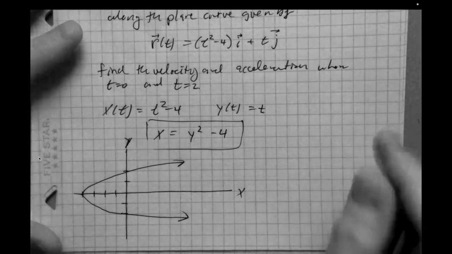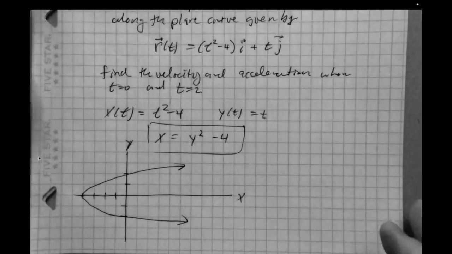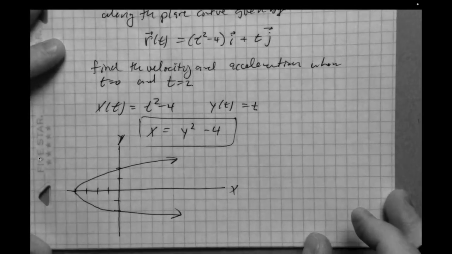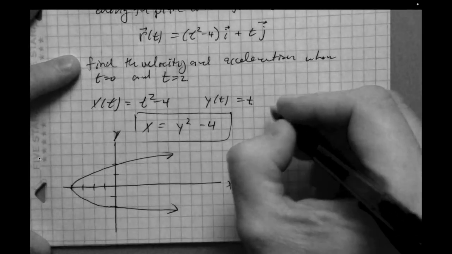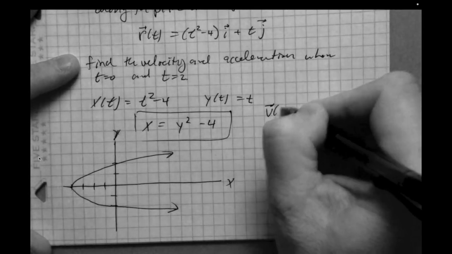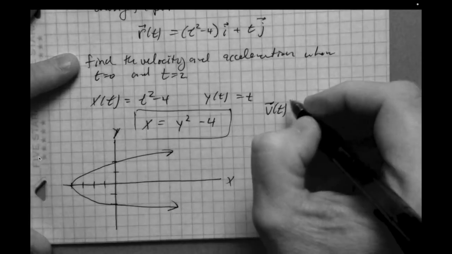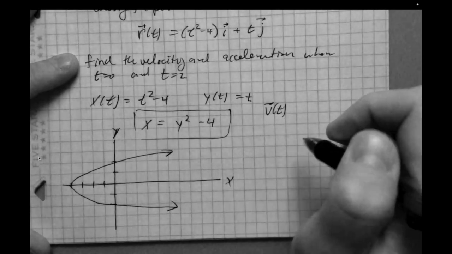So let's flush some of that out. What's the velocity vector going to be? We'll need that and acceleration here. We're trying to find that. We'll get to the orientation in a second.